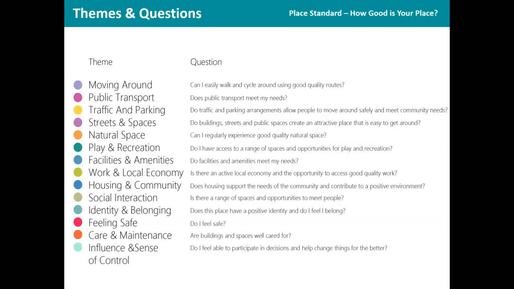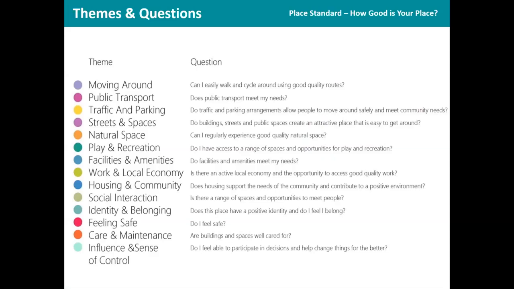It also deals with areas such as facilities and amenities, work and local economy, housing, and then some of the social dimensions, such as social interaction, identity and belonging, do we feel safe, the care and maintenance of the place we live in, and finally, the whole area of influence and sense of control. So the headline question for influence and sense of control is, do I feel able to participate in decisions and help change things for the better?